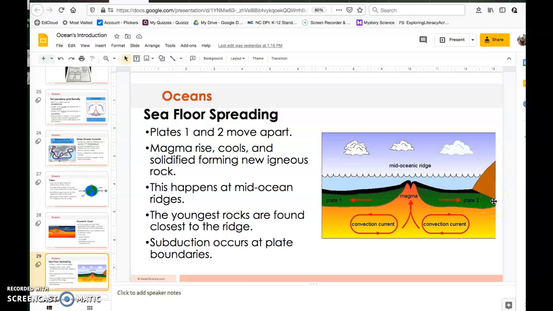Again, we'll talk about this in another lecture as well. This happens at mid-ocean ridges, so places where two plates meet. The youngest rocks, again, are found closest to the ridge right here. And subduction occurs at plate boundaries as well, but that is not pictured right here. Subduction is where one plate goes underneath another and becomes part of the mantle. Again, mantle is like a very turbid, liquidy magma right here. Very warm, melted earth. And then it comes up, cools, and forms part of the ocean plate.